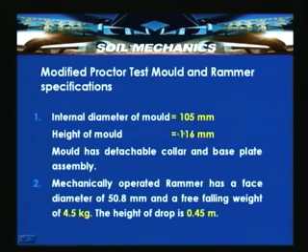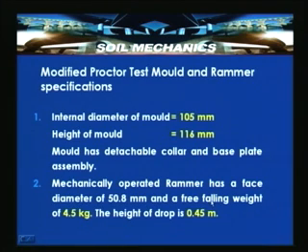the same mold which is used for the standard Proctor compaction test. Height of the mold is 116 mm. The mold has a detachable collar and base plate assembly, and the mechanically operated rammer has a face diameter of 50.8 mm, that is 5.08 centimeter, and a free falling weight of 4.5 kg, and the height of drop is 0.45 meter.